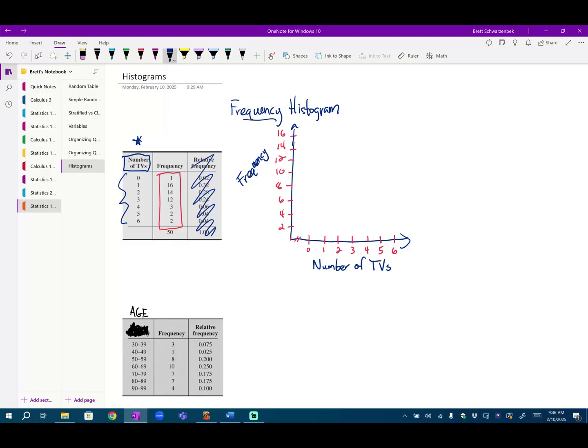Now, I'm going to erase this up here for now. We usually put a title to our entire graph. It's often kind of repetitive to the x-axis, but if you want to, you can say TVs per household.